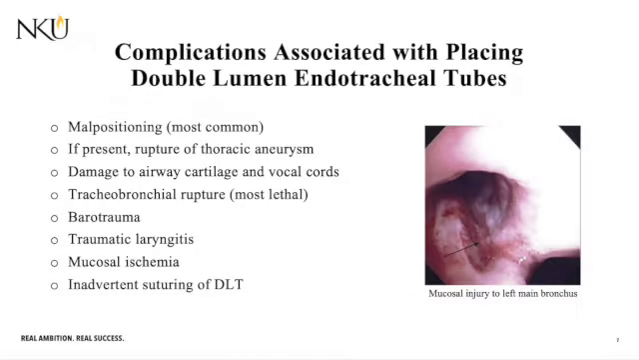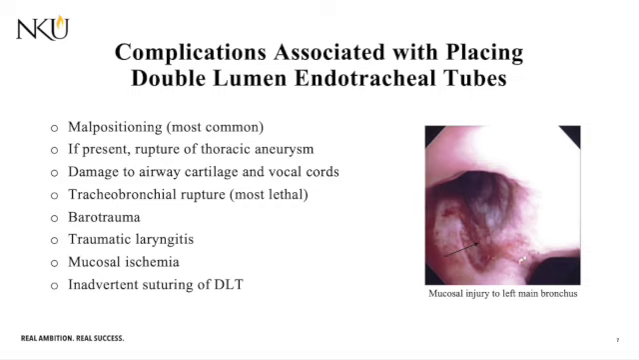Before we show you how to place a double lumen tube, let's review the complications that are associated with this procedure. Malpositioning of the tube is the most common complication and can result in inadequate ventilation and hypoxemia. Rupture of the thoracic aneurysm can occur with a left-sided double lumen tube if compression of the left main stem bronchus occurs with placement. Damage to airway cartilages and vocal cords. Tracheal bronchial rupture is the most lethal complication, which is caused by overinflation of the bronchial cuff or traumatic placement.